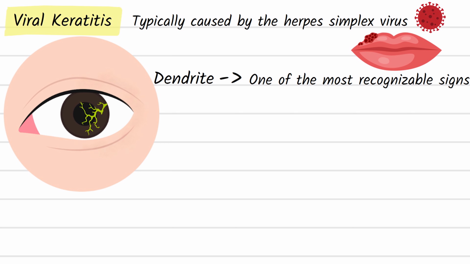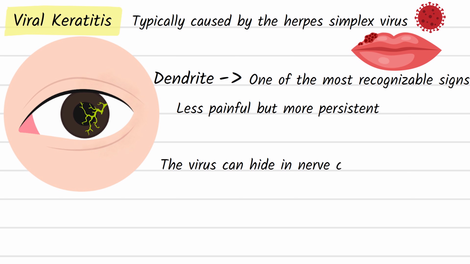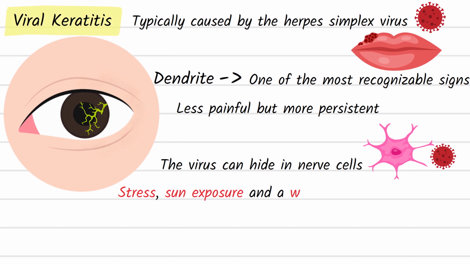Unlike bacterial keratitis, viral keratitis tends to be less painful initially, but it can be more persistent and more likely to come back. The virus can hide in nerve cells around your eye and reactivate later, causing recurring episodes of keratitis. Stress, sun exposure, and a weakened immune system can trigger these flare-ups.